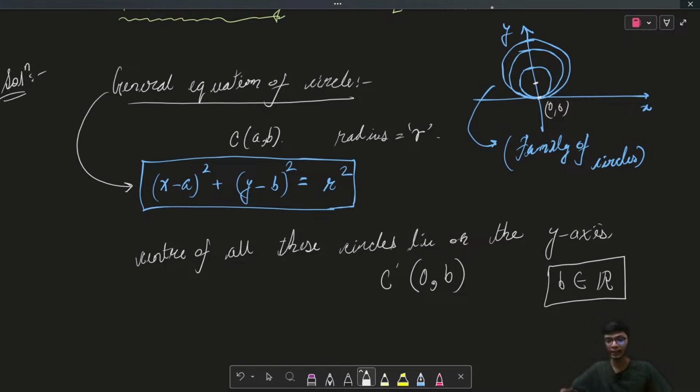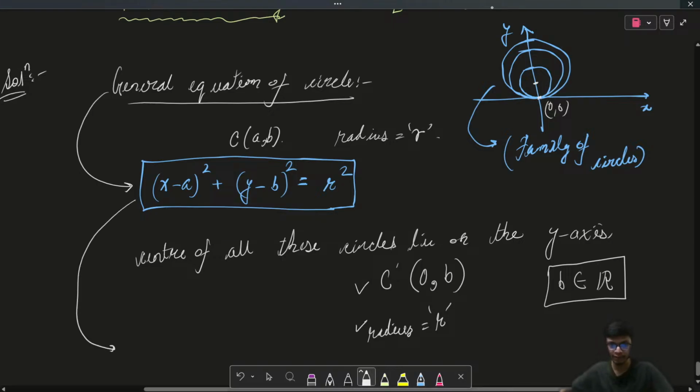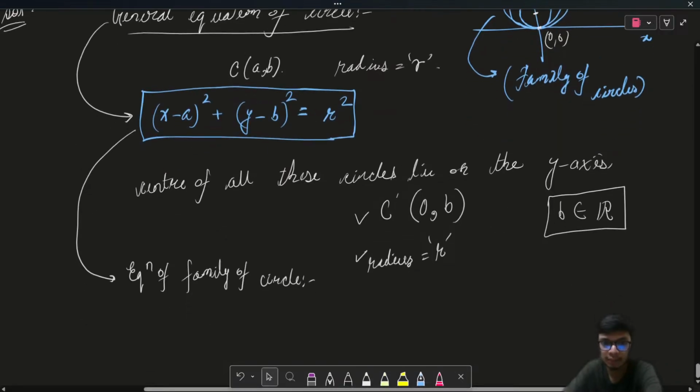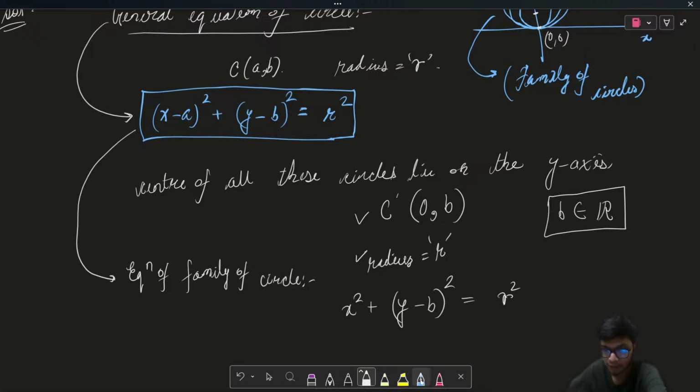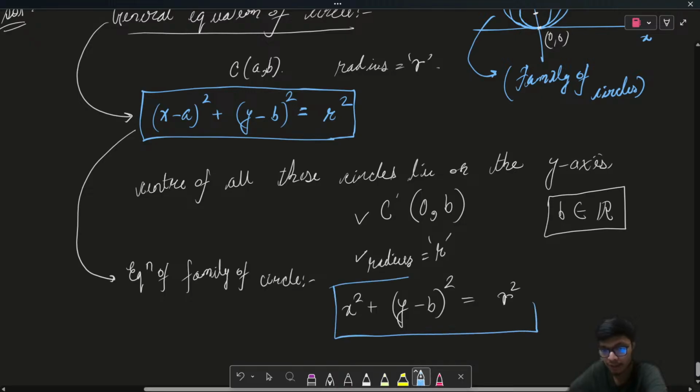Now, let us also assume the radius is r. Once I have these two pieces of information, I can formulate the equation of the circle. So the equation of the family of circles can simply be given as x square, because x minus 0 whole square is x square, plus y minus b whole square is equal to r square. This is the equation of the family of curves.